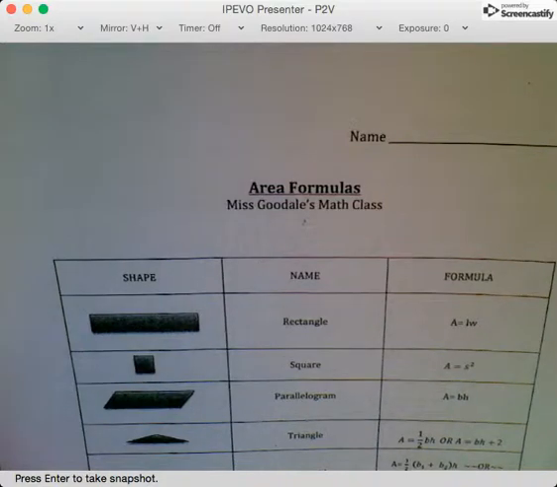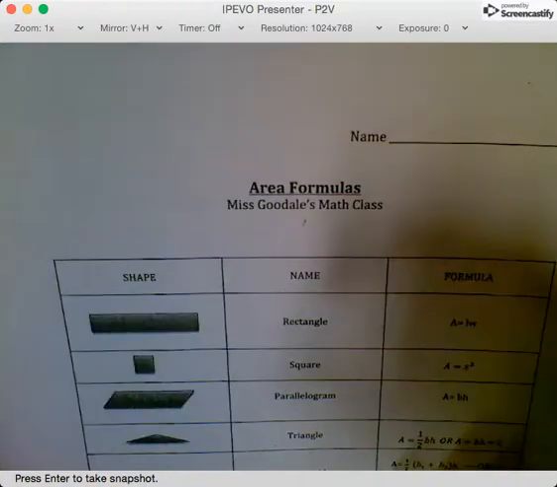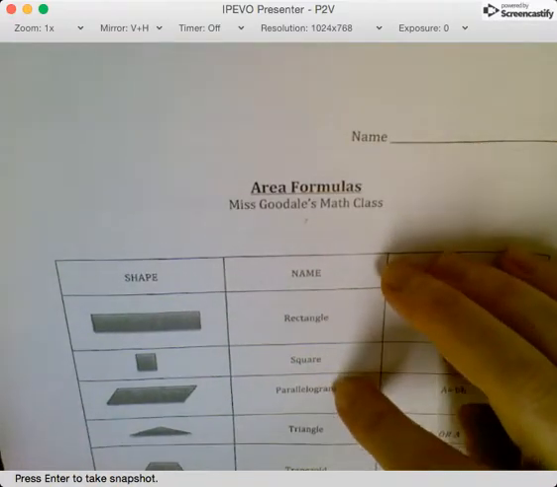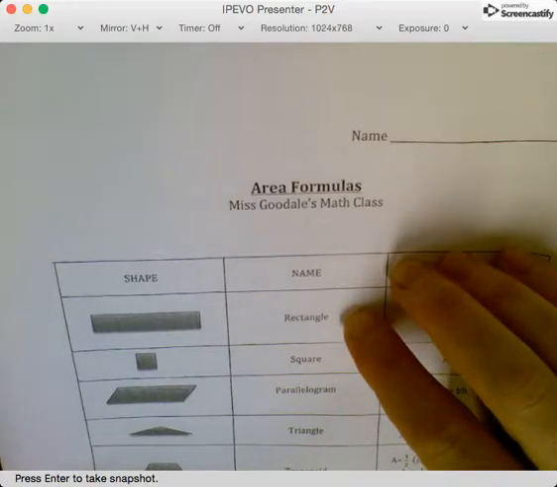Hi, this is Miss Goodale, and today I'm continuing on with the area of a triangle. Last time we talked about areas of these top three, which are all parallelograms.